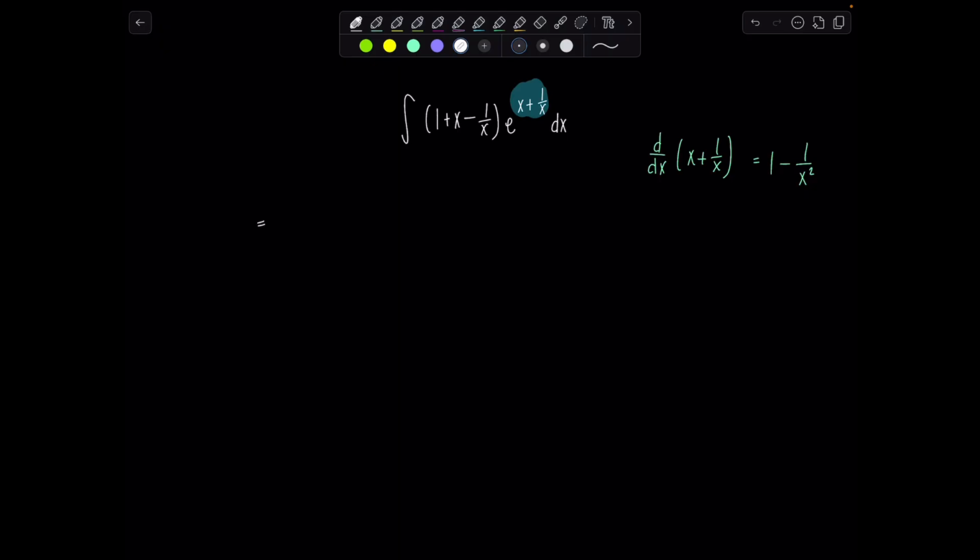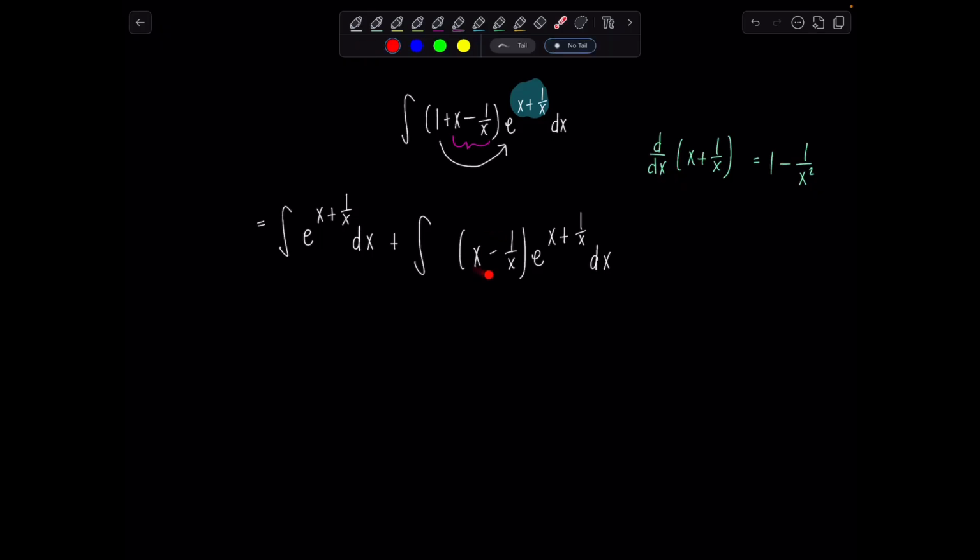So I'm going to distribute the 1 and write that all by itself. So we'll have 1 times e raised to the x plus 1 over x dx, plus, and now these other two terms, I'm going to keep them together. So we'll have x minus 1 over x times e raised to the x plus 1 over x dx. So far, so good? Okay.